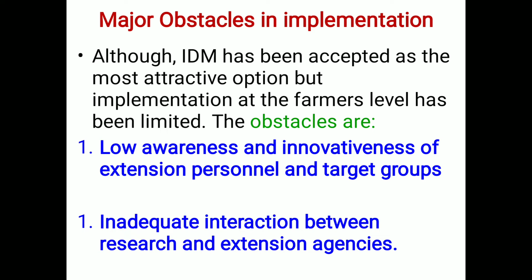That means in most of the universities, whatever research is conducted, whatever the result of that research, it may be beneficial or harmful. So that result is not communicated to the extension agencies. And if it is not properly communicated to extension agencies, that information is not carried to the farmers, and due to that the IPM module is not implemented by the farmers.